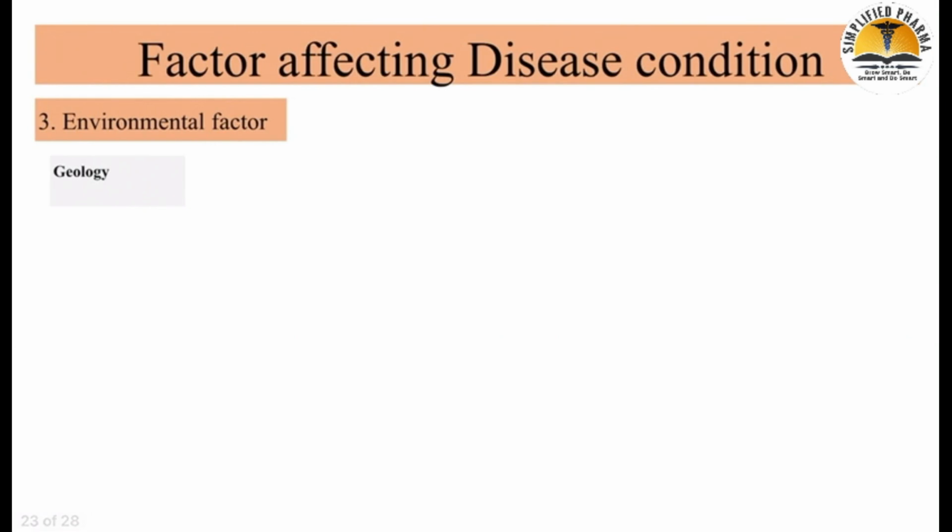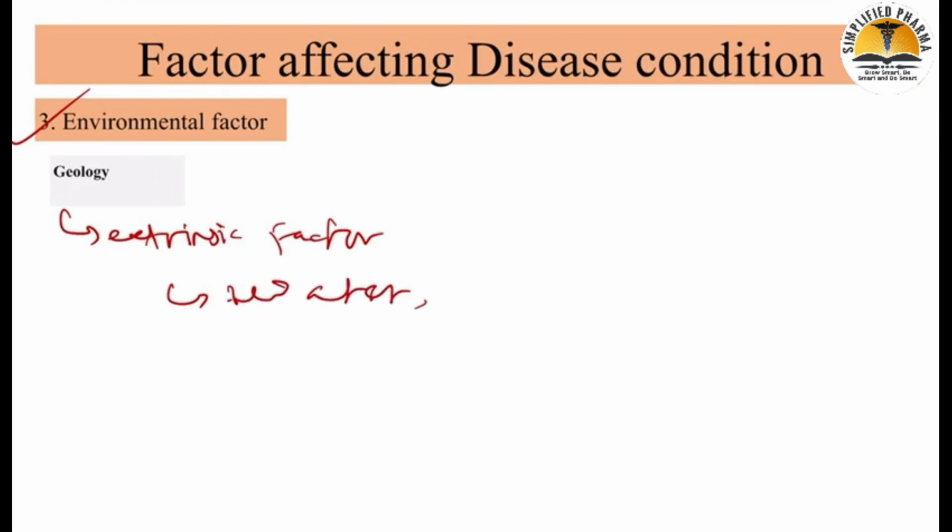And now we're going to talk regarding the environmental factors. This is the last major factor that affects the disease conditions. So let's talk regarding geology. These are disease extrinsic factors, and naturally occurring elements in the surface like water, groundwater, and soil. In these, some bacteria, viruses, or other things may be present.